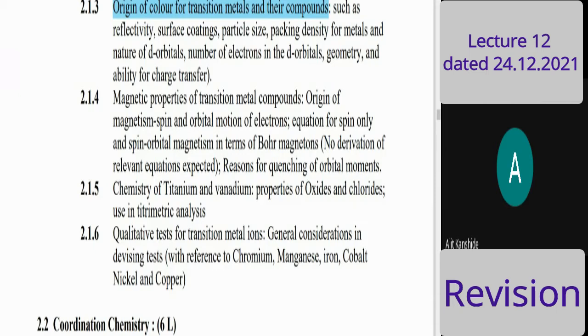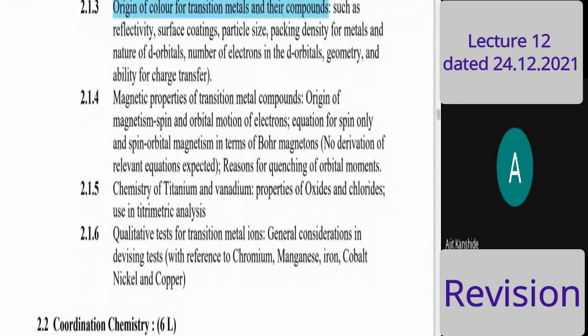These things are related to the visible range of the electromagnetic spectrum, which has a wide range. Gamma rays are there, x-rays, ultraviolet rays, visible rays, infrared, microwave, radio waves. Out of that, we are talking about only a small region, 380 nanometer to 760 nanometer. And there, because of absorption, one can see color.